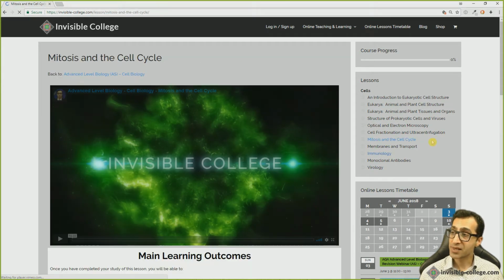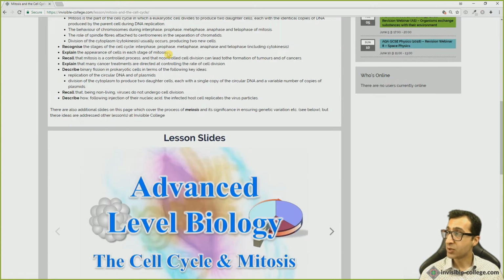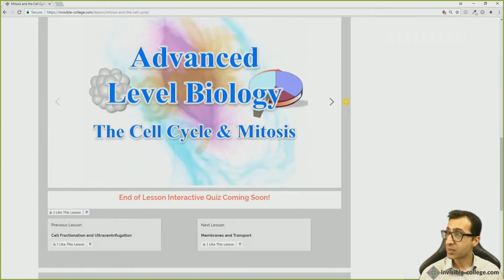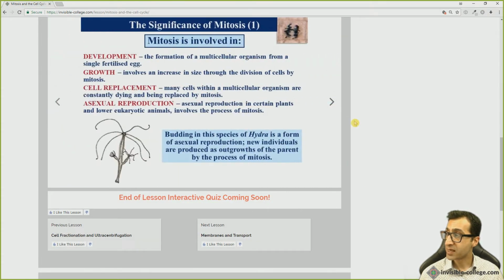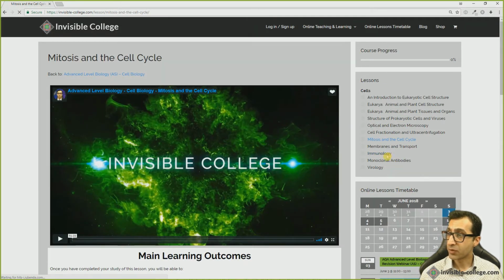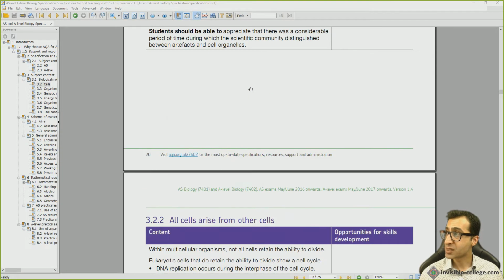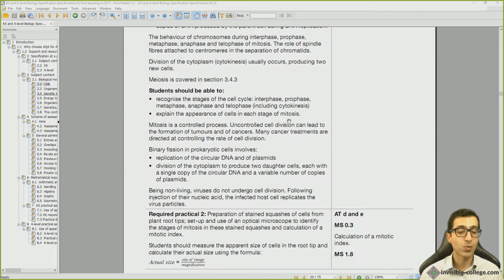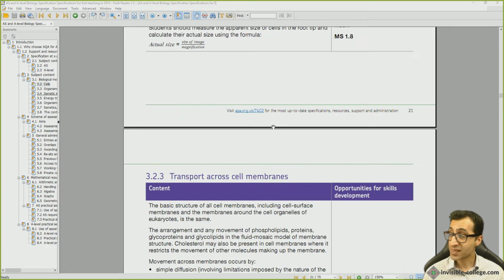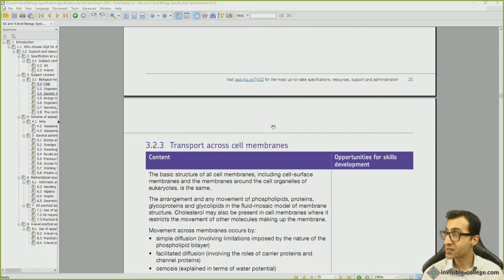So again, there's one lesson on mitosis in the cell cycle. You can see the learning outcomes here. You can browse through some of the lesson slides here, and you can also click on this one and it will take you to the lesson which covers all of the ideas in immunology that you need to be aware of for this topic. So again, I'm not going to spend time on those topics in this webinar, and again, those of you who are private students and have booked tickets and are attending via the Zoom client, you're already aware of this.